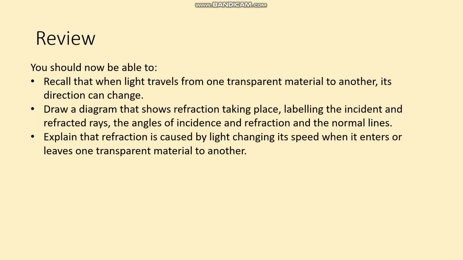Okay, so you should now be able to recall that when light travels from one transparent material or medium to another, its direction can change. You should be able to draw a diagram that shows refraction taking place, labelling the incident and refracted rays, the angles of incidence and refraction, and any normal lines. You should be able to explain that refraction is caused by light changing its speed when it enters or leaves one transparent material to another.